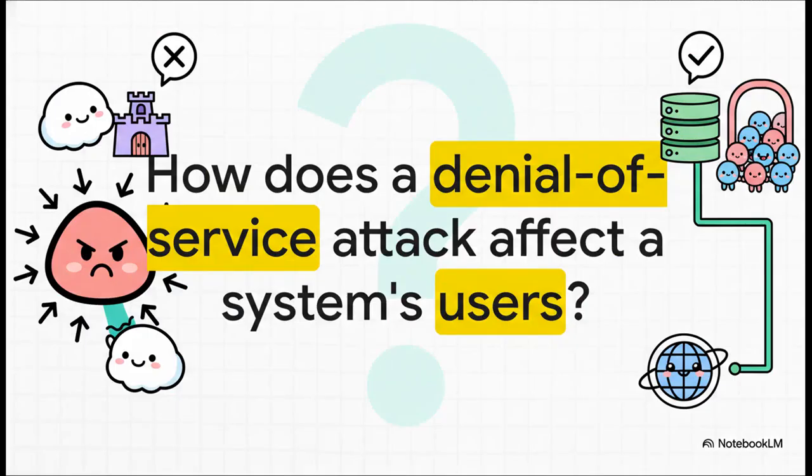So, to wrap everything up, here's something to think about. A proper exam-style question. Could you explain, in your own words, exactly how a denial of service attack affects a system's users? Think about what it stops them from doing and why that's such a big deal. If you can nail that, you've really understood the crucial difference between an attack on access and an attack on availability.